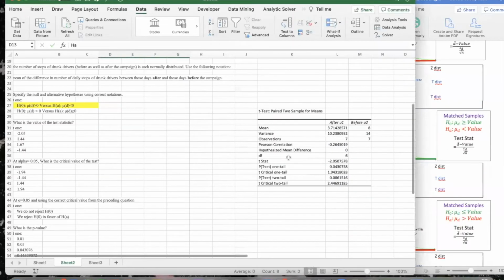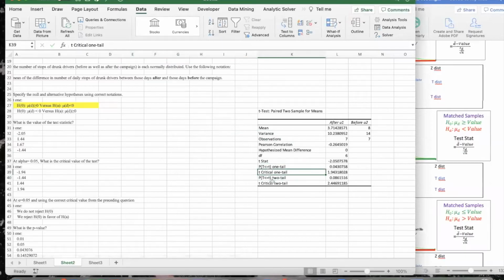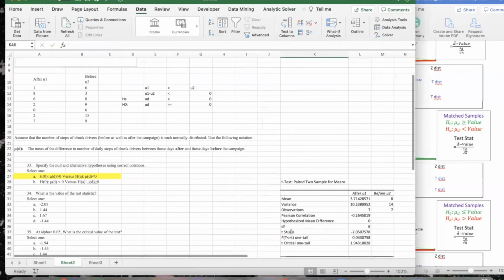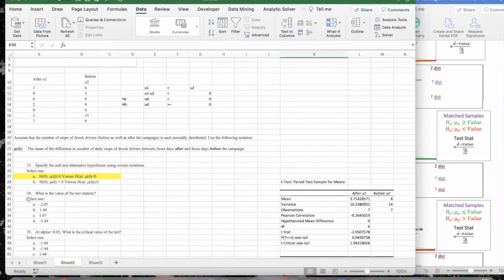So when you look right here, we have 2 different p-values and 2 different critical values. Since this is a one-tailed test, we don't even need to look at these two-tailed results. So I'm just going to delete this to make it easier. So remove that. And all right, now we can get started looking at these questions.